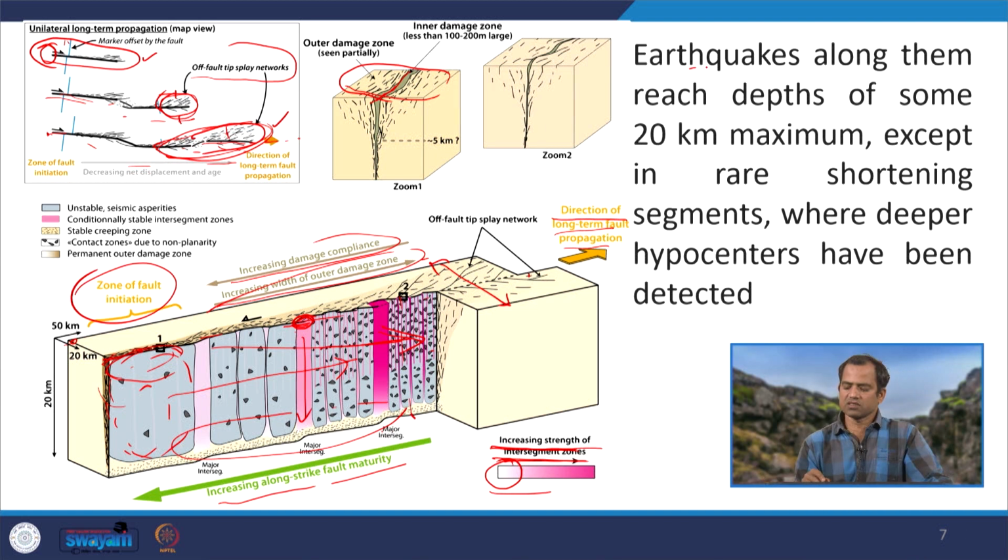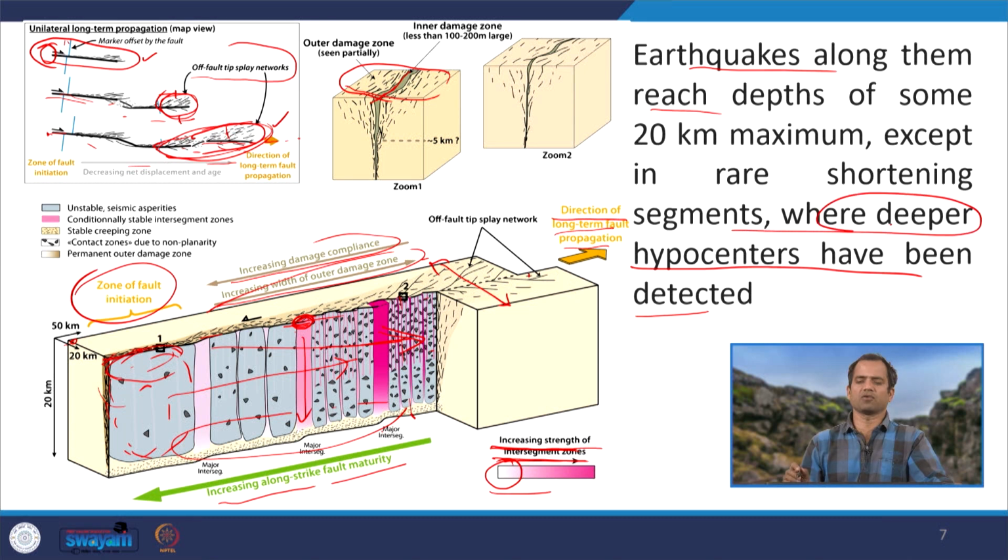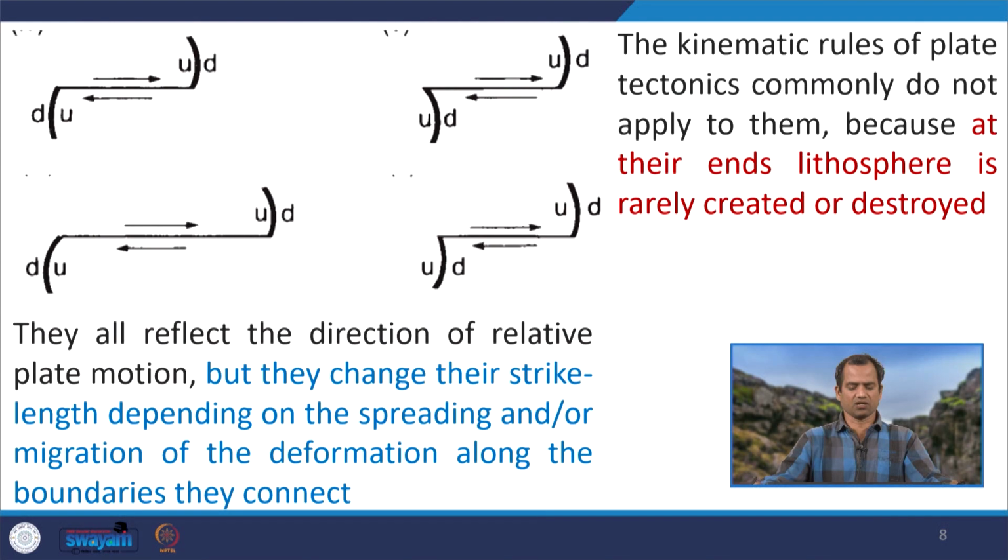Earthquakes along them reach up to a depth of 20 kilometers, but at places where there is a locking zone, where there is rare shortening, hypocenters may be detected at a deeper level, where the transform fault depth or hypocenter depth is more than 20 kilometers.